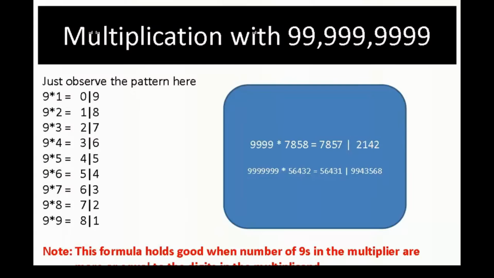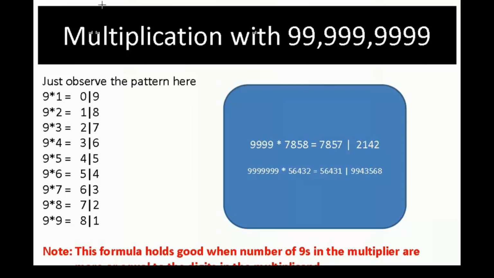Now we will see a case of multiplying numbers with 9, 99, 999, or any other bigger number you can think of. So when these big numbers come into the picture, how do we do it? Just by observing the pattern, you will find out.